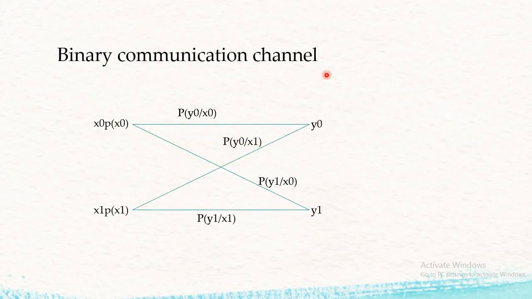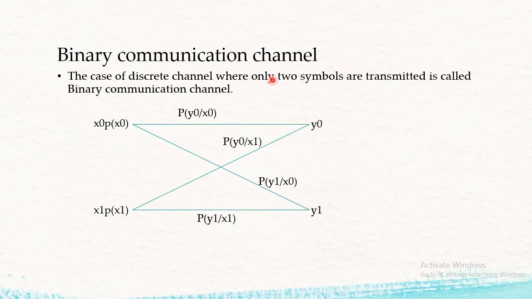Then next part, binary communication channel. The case of a discrete channel where only two symbols are transmitted is called a binary communication channel. So this is a representation of a binary communication channel where we have only two inputs. The first input is x0, the second input is x1, and we have only two outputs, that is y0 and y1. As we are transferring only two symbols, this is called a binary communication channel.